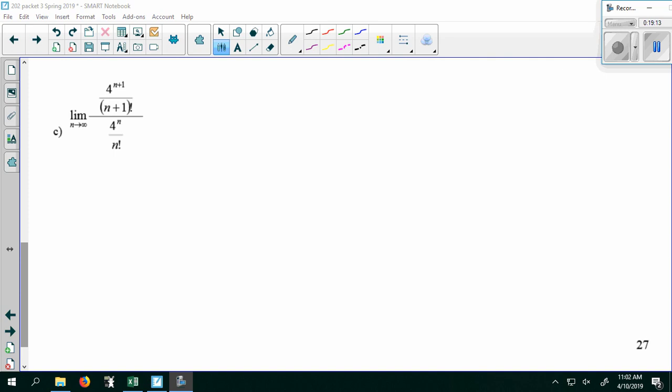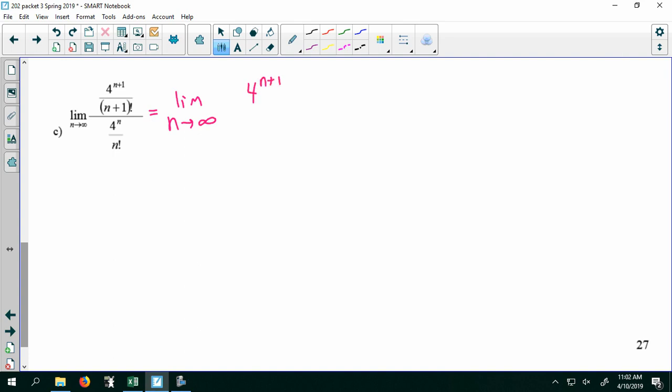Last one. Now we've got some factorials thrown in here. We just talked about factorials like 2 or 3 classes ago. So we're going to use what we learned there and our simplifying fraction techniques to take this limit. So we have the limit as n goes to infinity. Same first step, flip and multiply. So I have 4 to the n plus 1 over n plus 1 factorial times n factorial over 4 to the n.